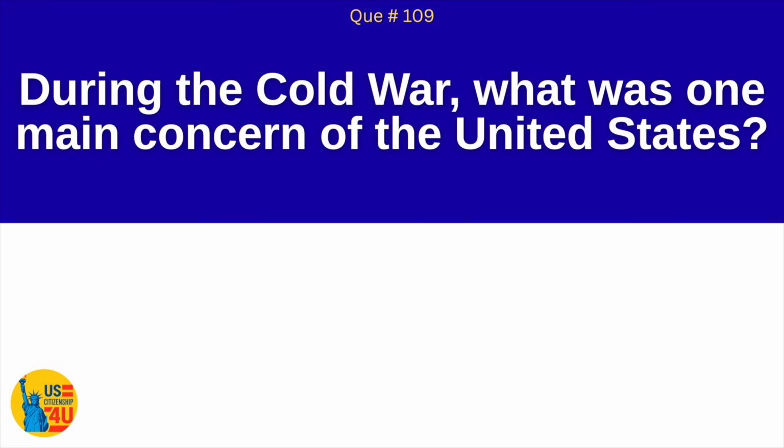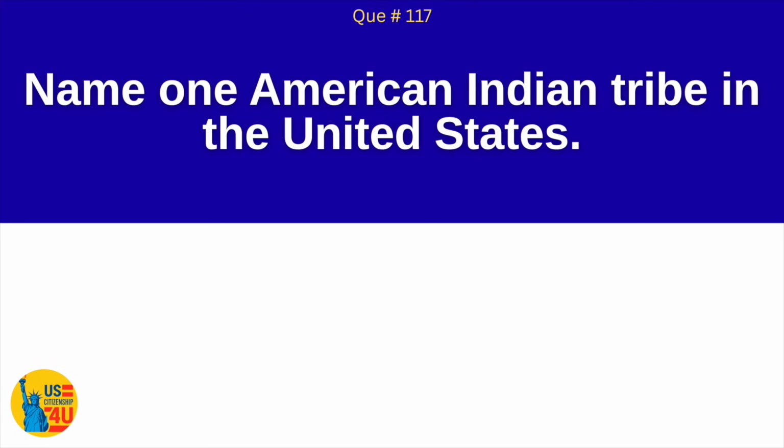During the Cold War, what was one main concern of the United States? Communism. Name one American Indian tribe in the United States. Cherokee.